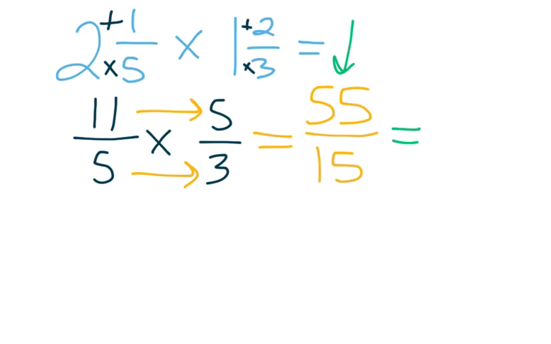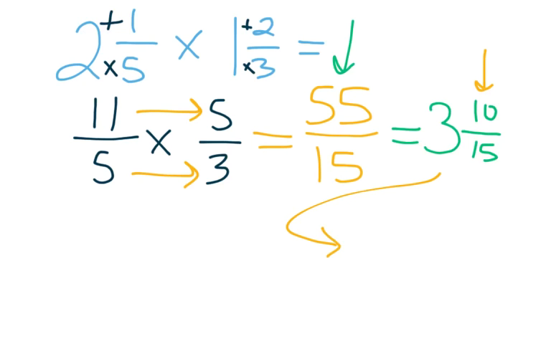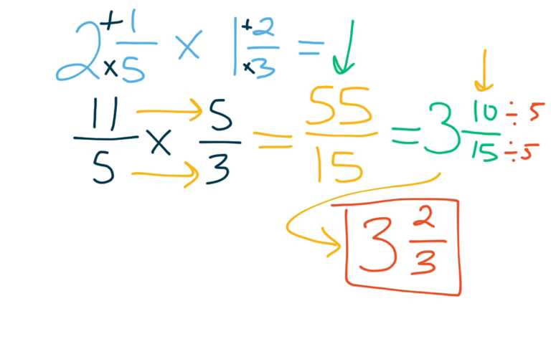So we know that 15 goes into 55 3 times, which would get us to 45. 45 and 55, when you subtract them, would give you a remainder of 10. So you have 3 and 10/15. However, this is not in simplest form. So in order to get to our final answer, we're going to have to divide by 5 to get 3 and 2/3. So my final answer in simplest form would be 3 and 2/3.